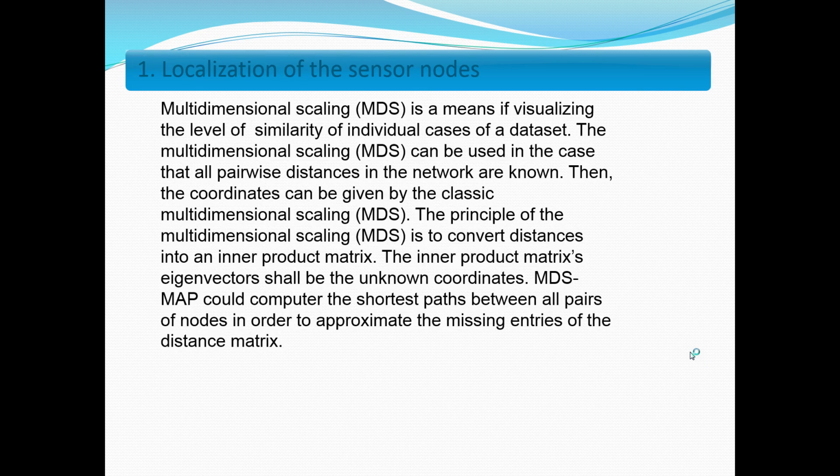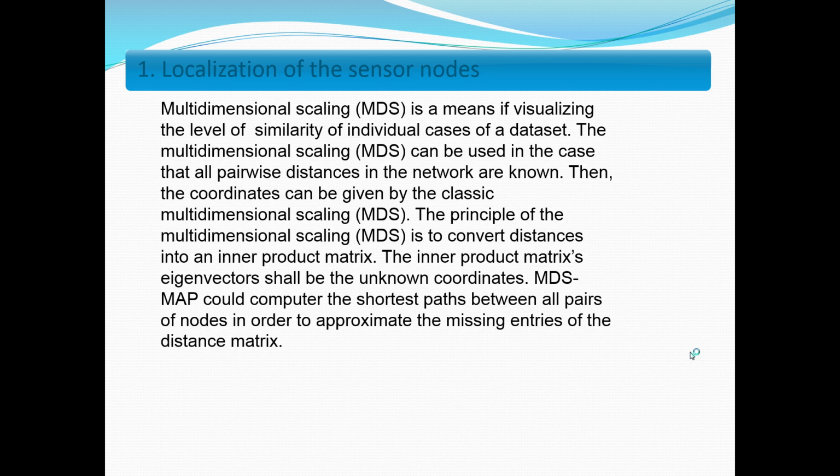First, I will talk about the localization of the sensor nodes. Multidimensional scaling is a means of visualizing the level of similarity of individual cases of a dataset. The MDS can be used in the case that all pairwise distances in the network are known. Then the coordinates can be given by the classic MDS. The principle of the MDS is to convert distance into an inner product matrix.